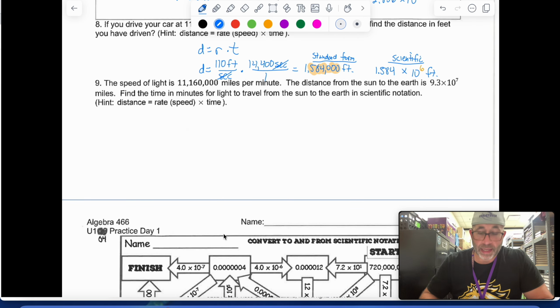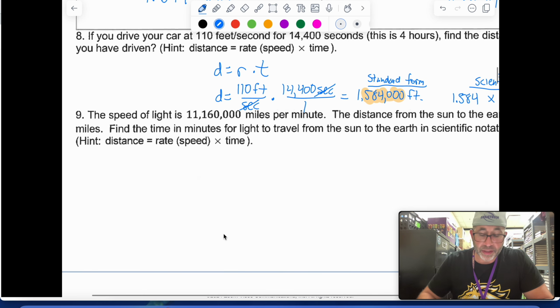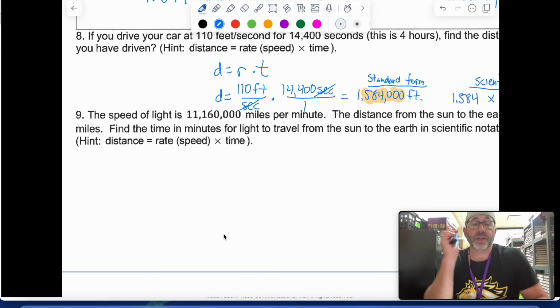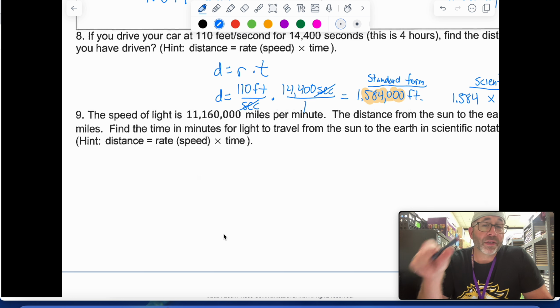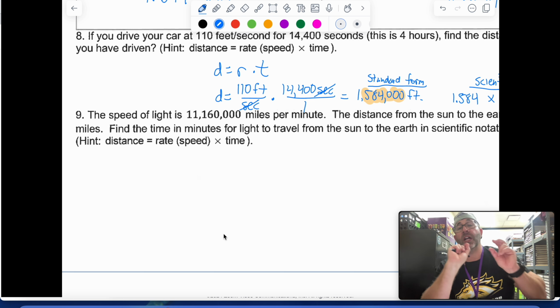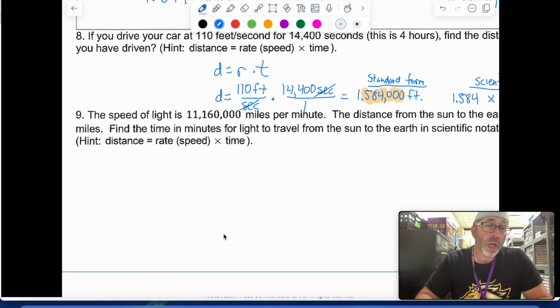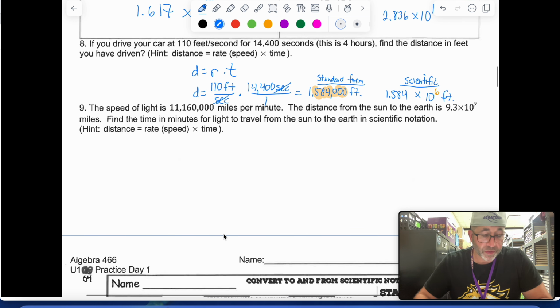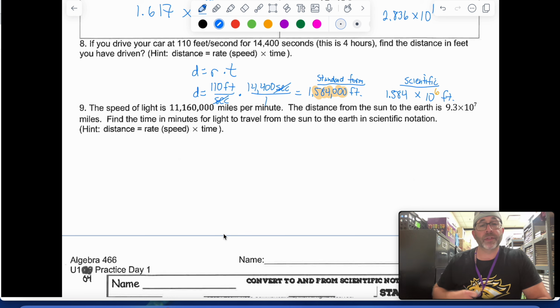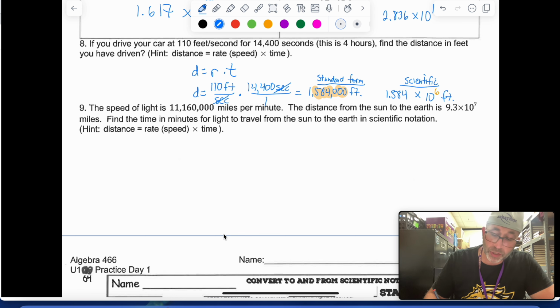All right, the last question here. The speed of light is 11,160,000 miles per minute. That literally means that for every minute, one photon of light has traveled 11,160,000 miles. So then the next part is the distance from the sun to the earth is 9.3 times 10 to the 7th miles. Find the time it takes in minutes for light to travel from the sun to the earth in scientific notation.